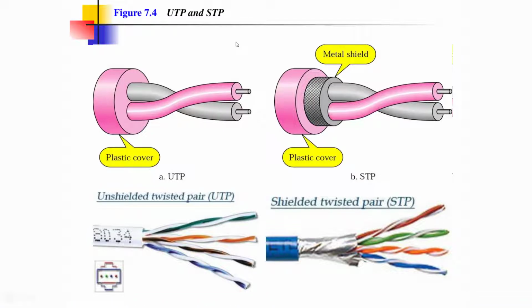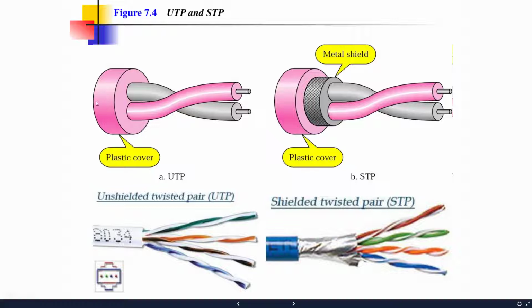So the U is unshielded, the S is shielded twisted pair. So depends on the material. So the shielded twisted pair, of course, is going to be more expensive than the unshielded twisted pair. But when it comes to screening and filtering noise, shielded twisted pair is better. So as you can see, the parts of it, you have the metal shield for the shielded twisted pair. For the unshielded twisted pair, you don't have that metal shielding.